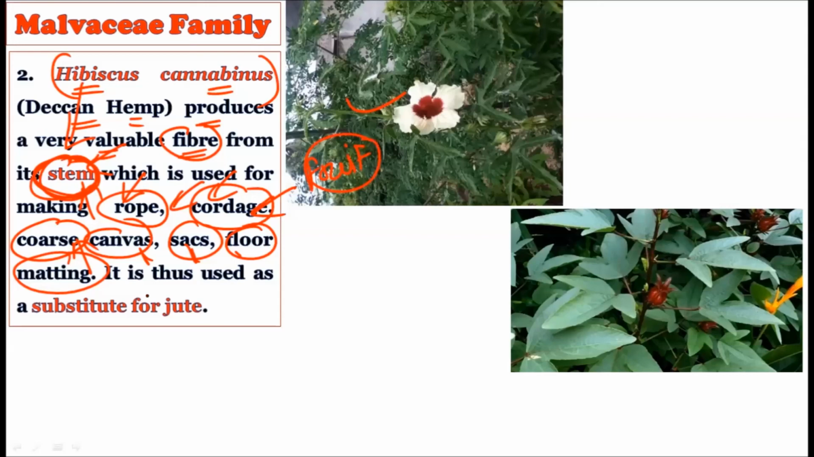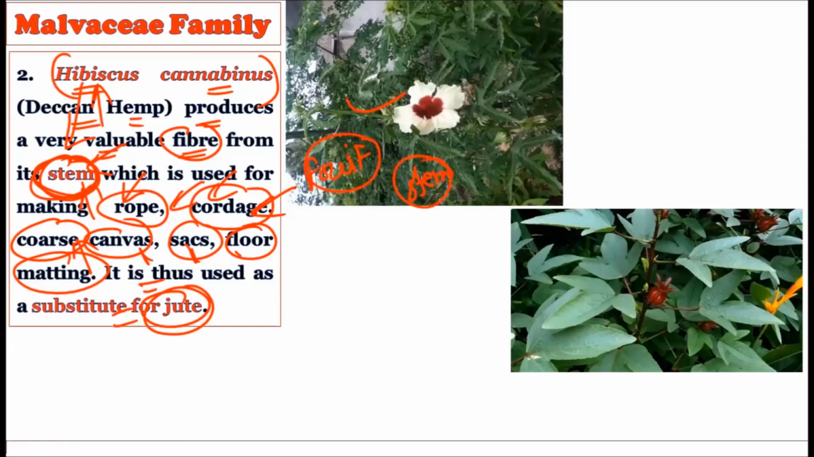Okay, so it can be used as a substitute for the jute. Jute is also a product which comes from the stem. So whatever fiber is taken out of the Hibiscus cannabinus can be the substitute for the jute.